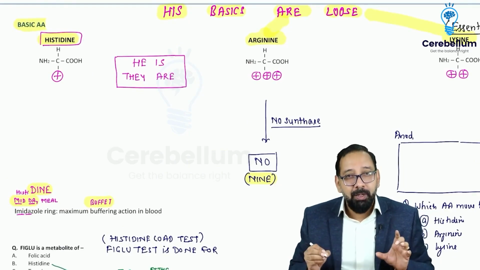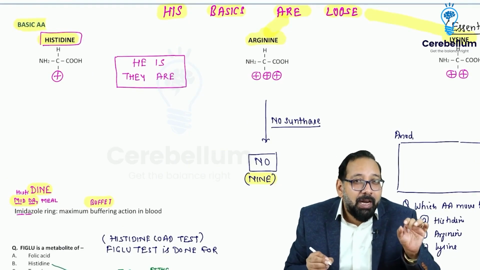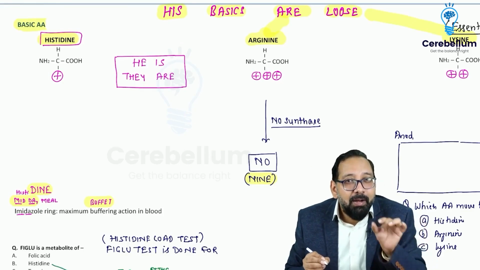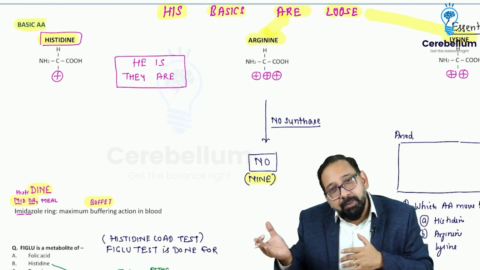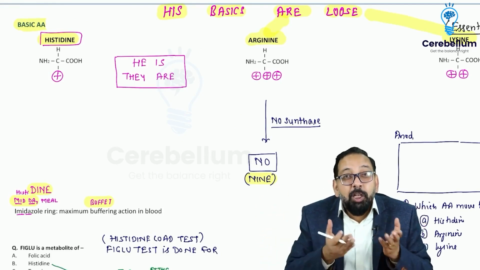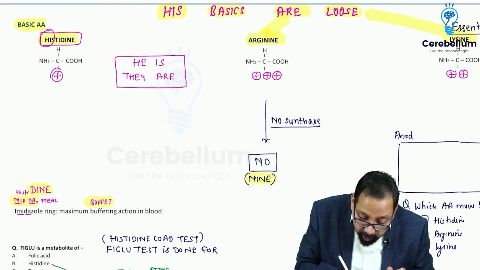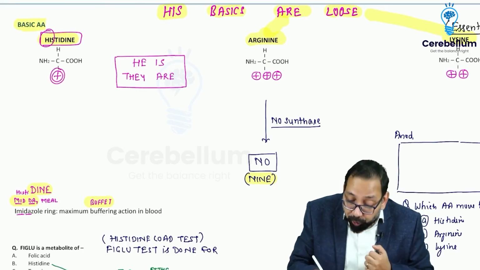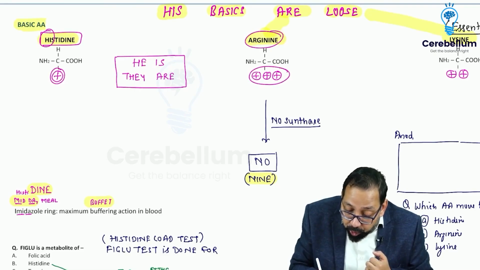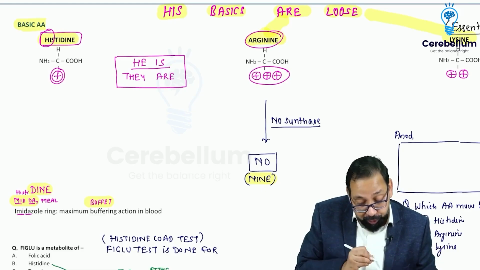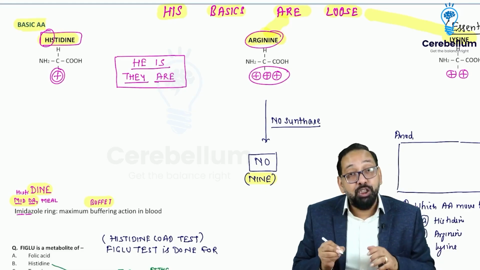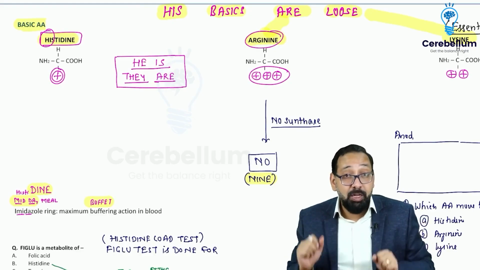How will you remember? The English grammar we have read: is, are. If one person is there, we say is. If multiple persons are there, we say are. He is, only one positive charge. There are so many positive charges on arginine. He is histidine. There are arginine, so many positive charges on arginine.